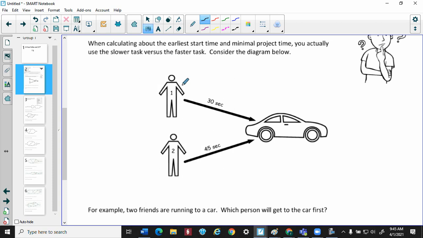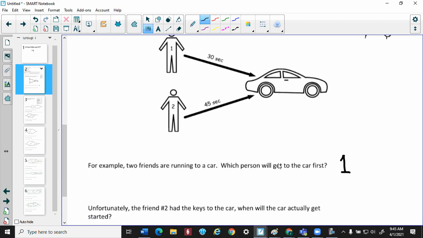You would say, well, person one has 30 seconds, and person two has 45 seconds. So obviously, person one will get there first, and you would be correct. But let me throw a little curveball in here. Let's say, unfortunately, friend two had the keys of the car. When will the car actually get started?